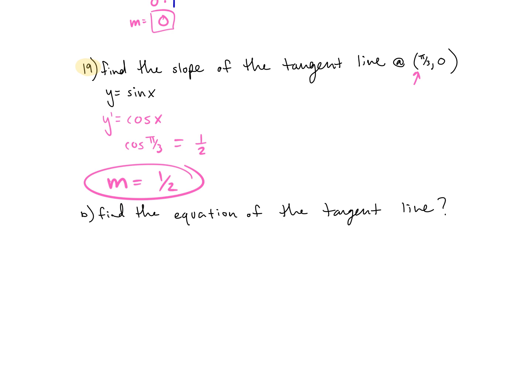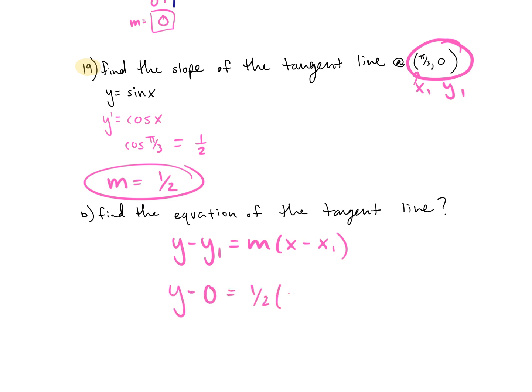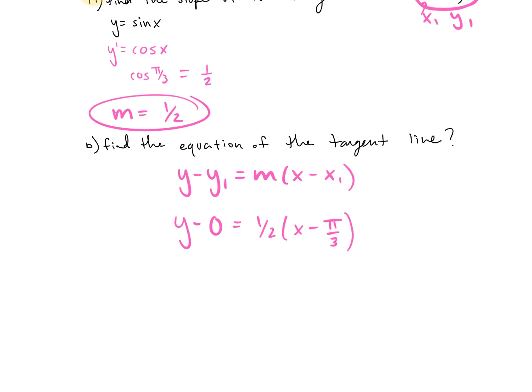The next question goes with 19. It says find the equation of the tangent line. We're using our point slope form. So y minus y1 is equal to m times x minus x1, where this is our x1 and y1, and this is our slope. So we just need to plug everything in. So y minus 0 is equal to 1/2 times x minus pi over 3. We can simplify and put it into slope-intercept form. Let's distribute here. So y equals 1/2 x minus pi over 6.